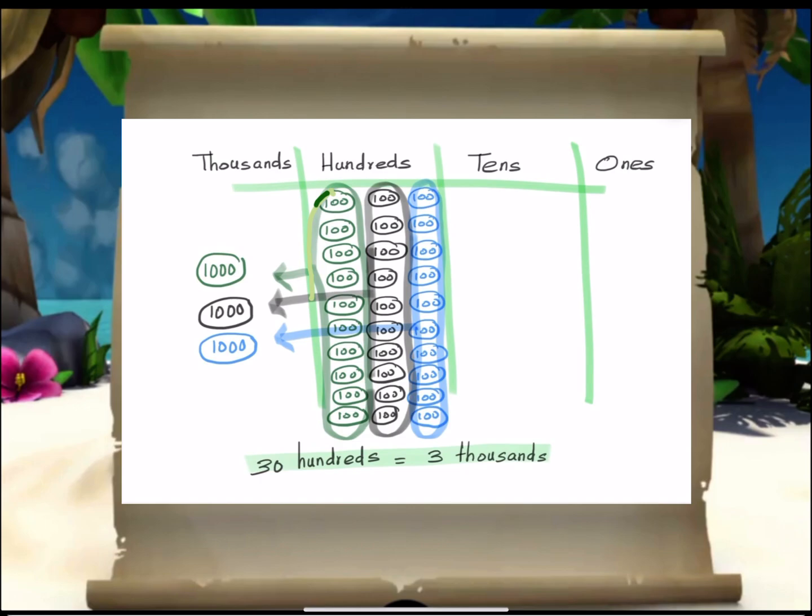So 10 units from the hundreds column, I bundled it and I moved it to the 1,000 unit, which is 1 unit. So 10 hundreds will become 1,000. Now let me do the 10 black hundreds. I'm bundling those 10 black hundreds and moving it to the thousands column and marking it as 1,000. I can also bundle 10 of the blue hundreds and move them to the thousands column and mark it as 1 unit, which is 1,000.